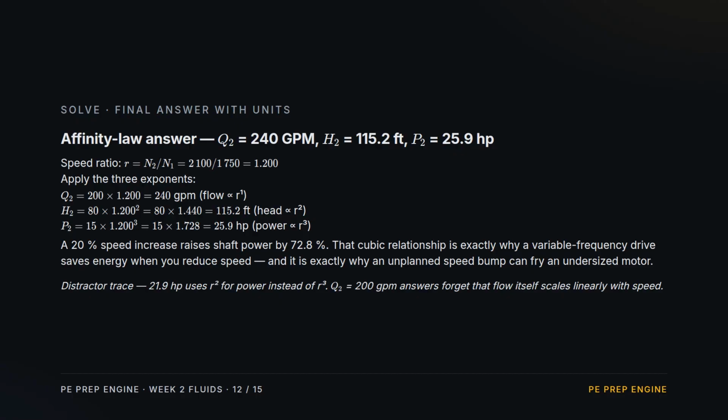Speed ratio R is 1.200. Flow times R gives 240 gallons per minute. Head times R squared, 115.2 feet. Power times R cubed, 25.9 horsepower. A 20% speed bump raises shaft power by almost 73%. That cubic exponent is why variable frequency drives save serious energy on the way down, and why an unplanned speed increase can melt an undersized motor on the way up.